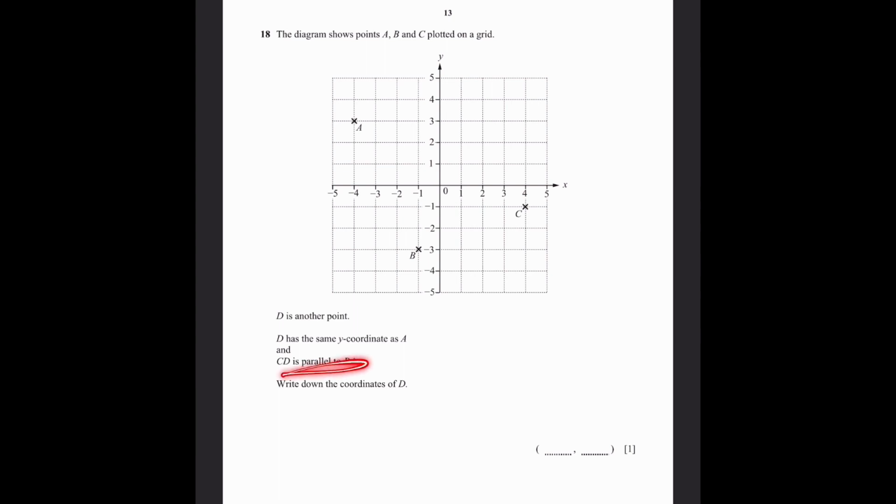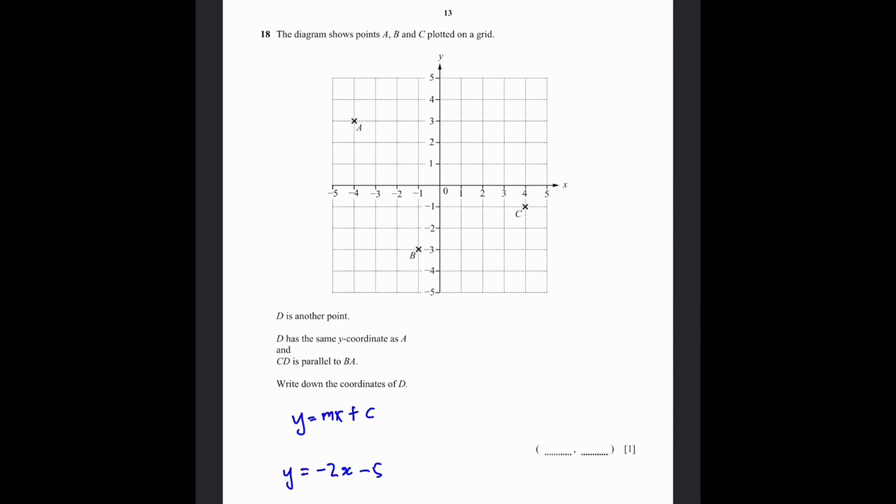If CD is parallel to BA, that means it has the same gradient as the line BA. So this line here, y equals mx plus c. The m of this is going downwards, so it's negative, and we can measure: 1 step right means 2 steps down, which means that the gradient is minus 2. Y equals minus 2x plus the y-intercept, which is negative 5. So it's not a plus, it's a minus 5. That's what we shall write.